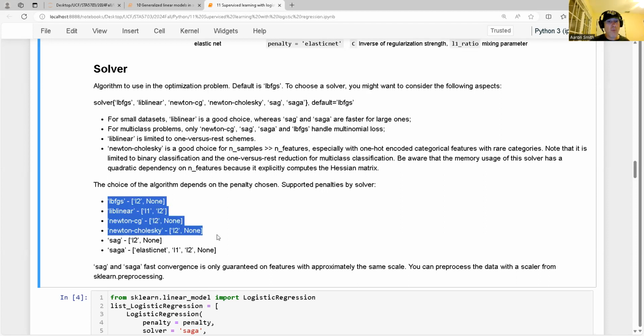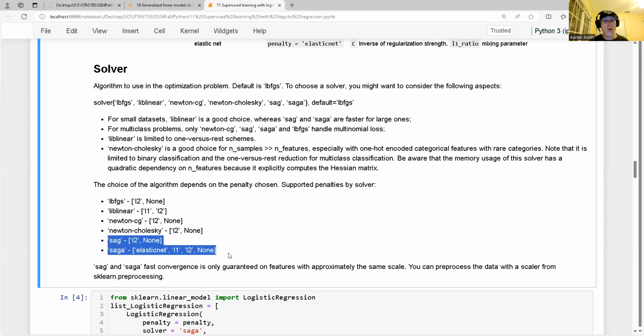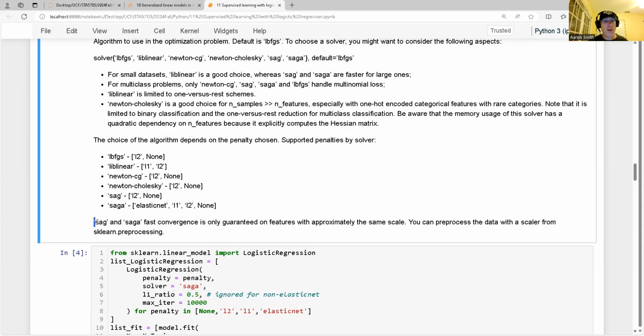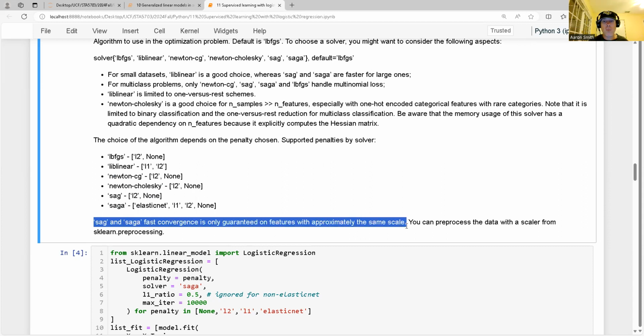The top four were pretty quick for what I was working on. SAG and Saga both were pretty slow on my personal data set comparatively. Now you'll notice that only Saga has elastic net. So if I want to use elastic net, I'm stuck with Saga no matter what. I recommend that you benchmark your models and check to see which ones will be fastest for your size of data, which will be a combination of number of predictors and number of rows. And SAG and Saga give fast convergence only when our predictor variables are on the same scale, so we can use the pre-processing functions to put things on the same scale.